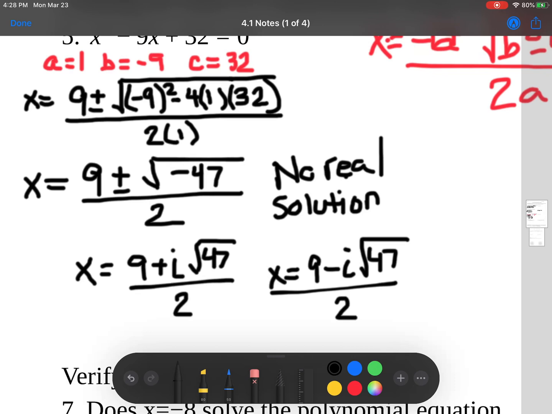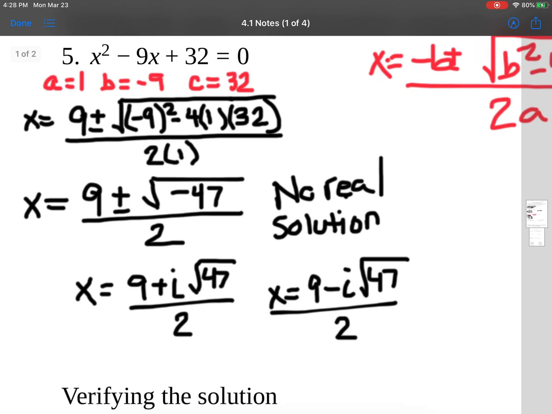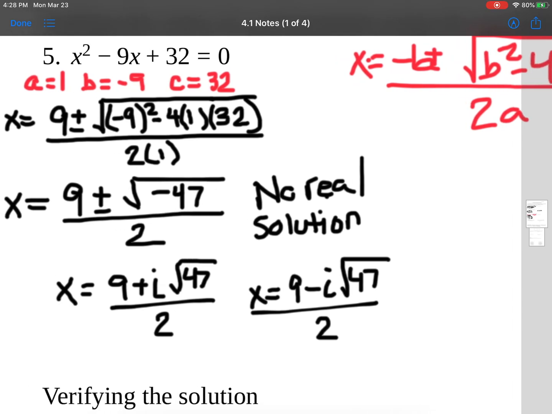All right, so that's using our quadratic formula. Again, no real solution if it's negative. If it is a positive number, you want to go ahead and break it up into your 2 pieces.